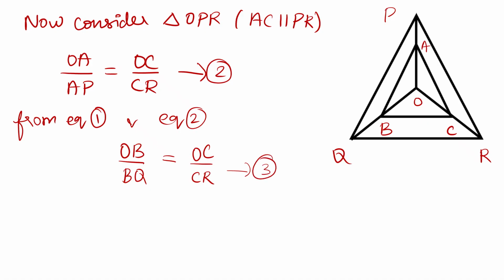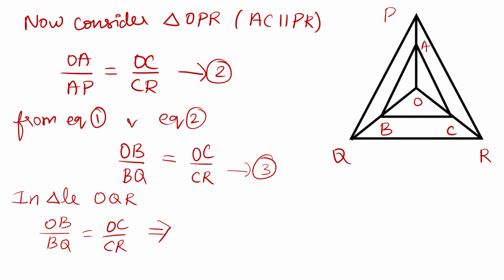So we can say that in triangle OQR, OB by BQ is equal to OC by CR. So by the converse of basic proportionality theorem, we can say that BC is parallel to QR.